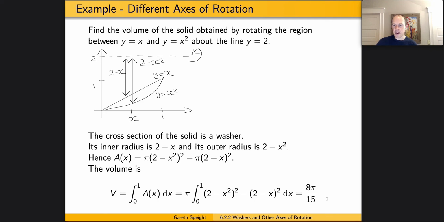And then if we're rotating around a line which is different to an axis, the strategy is pretty much the same. The only thing that changes are the inner and outer radius. So for the inner radius, we're looking at the distance from the axis of rotation to the inner part of the shape, or to the closest part of the shape. And for the outer radius, we're looking at the distance from the axis of rotation to the furthest part of the shape.